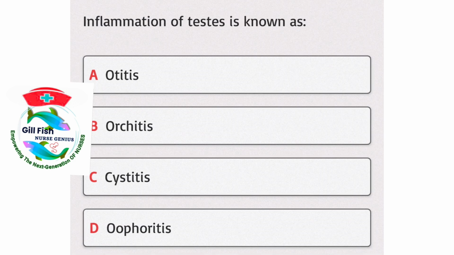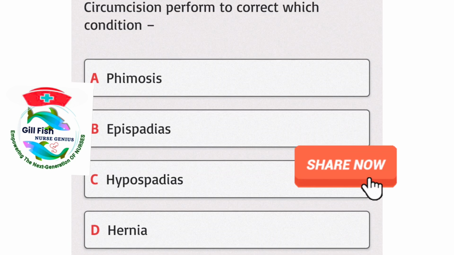Move on to the next question. Inflammation of the testis is known as option A, otitis. Option B, orchitis. Option C, cystitis. Option D, oophoritis. What could be the correct answer? It is an inflammation of the testis. So what is the term to describe that? It is testicle infection. So the correct answer is option B, orchitis. Move on to another question.